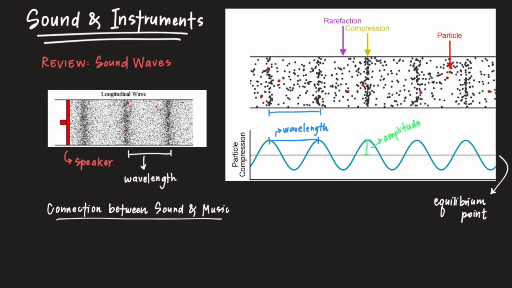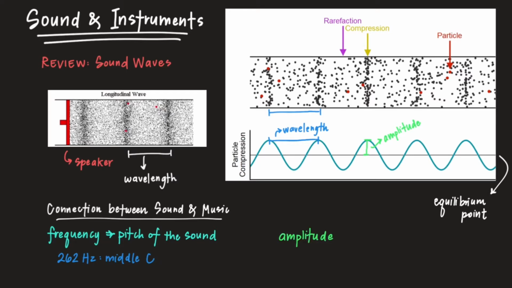So now we can talk a little bit about the connection between sound and music. One connection that we see is with frequency. Frequency with music relates to the pitch of the sound. So the higher the frequency, the higher the pitch; the lower the frequency, the lower the pitch. A lot of instruments use middle C as their tuning point. Middle C is about 262 hertz, which means we can have higher or lower frequencies.